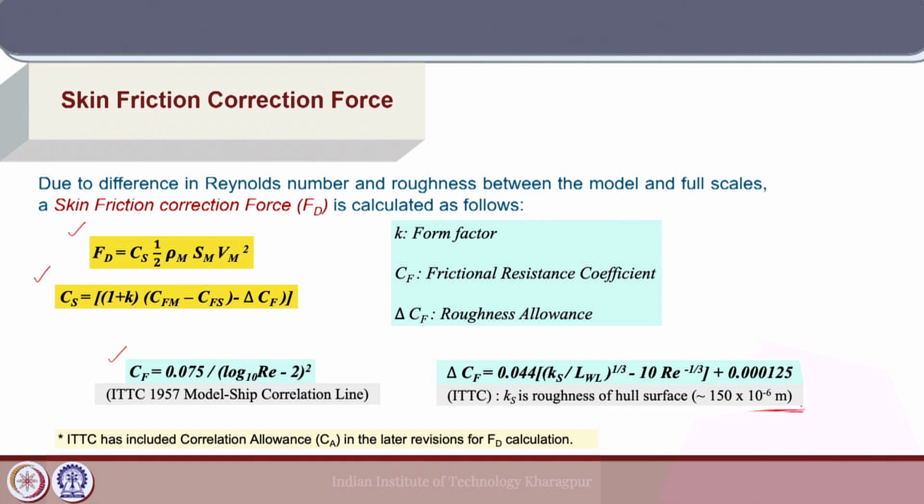In later revisions of this skin friction correction force, ITTC also included a correlation allowance. This allowance depends on the correlation of model test results in the model scale for the self propulsion test with the values obtained for sea trials. So, this correlation allowance depends on the facility where the model tests are being carried out, and it can also be included in the skin friction correction force, as mentioned in the later revisions.